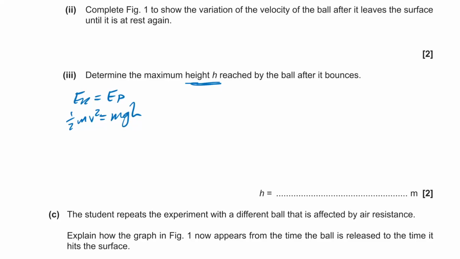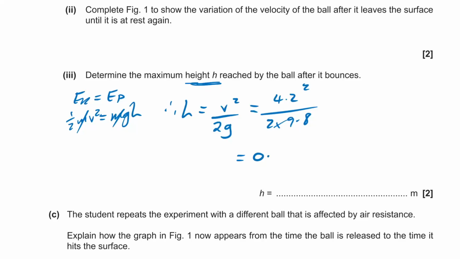So again, just like my video says about this, as soon as you see height, you know it's going to be to do with conservation of energy. Mass cancels, therefore h is equal to v squared over 2g. So we're talking about the height that it's coming off the ground at, and that was 4.2 squared divided by 2 lots of 9.8. And that gives us 0.90. It's exactly 0.9, but we are going to go to 2 sig figs, so we put that down.